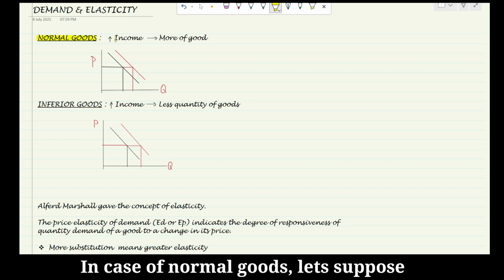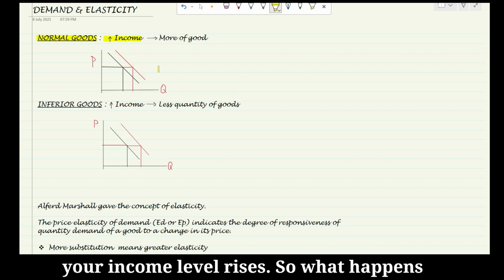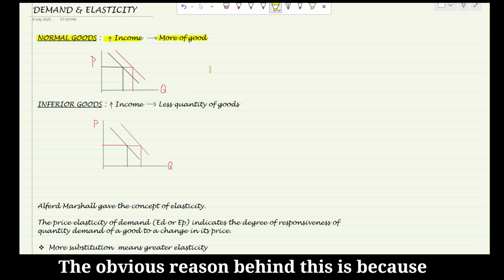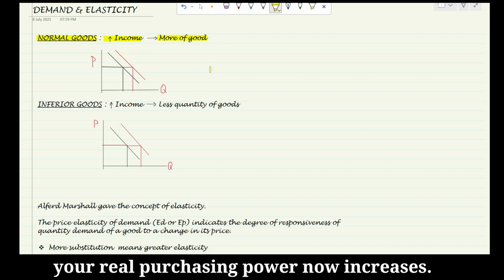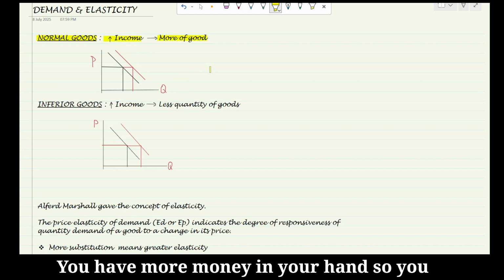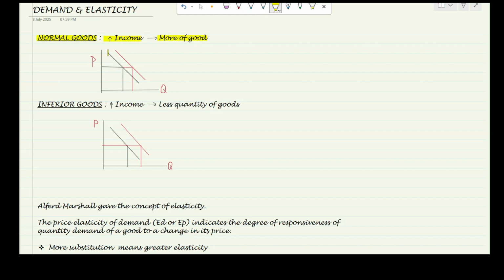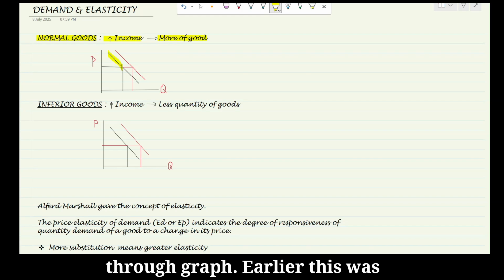In case of normal goods, let's suppose your income level rises. So what happens is you buy more of that good. The obvious reason behind this is that your real purchasing power now increases. You have more money in your hand, so you will obviously buy more quantity of it. So let's look through a graph.